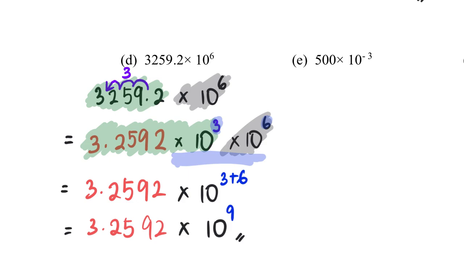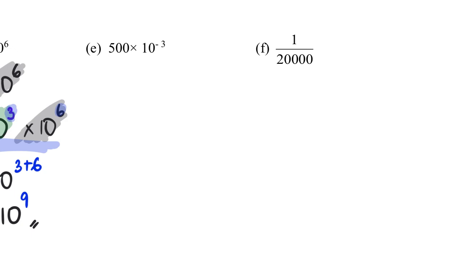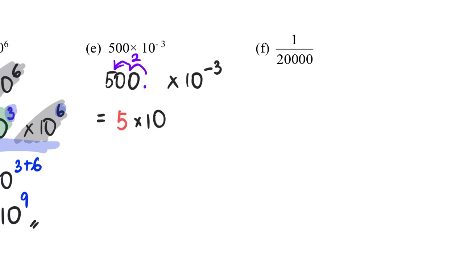And for part E, where we would have 500 times 10 to the power of negative 3. If there's no decimal point, where's the decimal point? Yeah, here. So 1, 2. I could rewrite 500 as 5.0 or 5 times 10 to the power of 2.